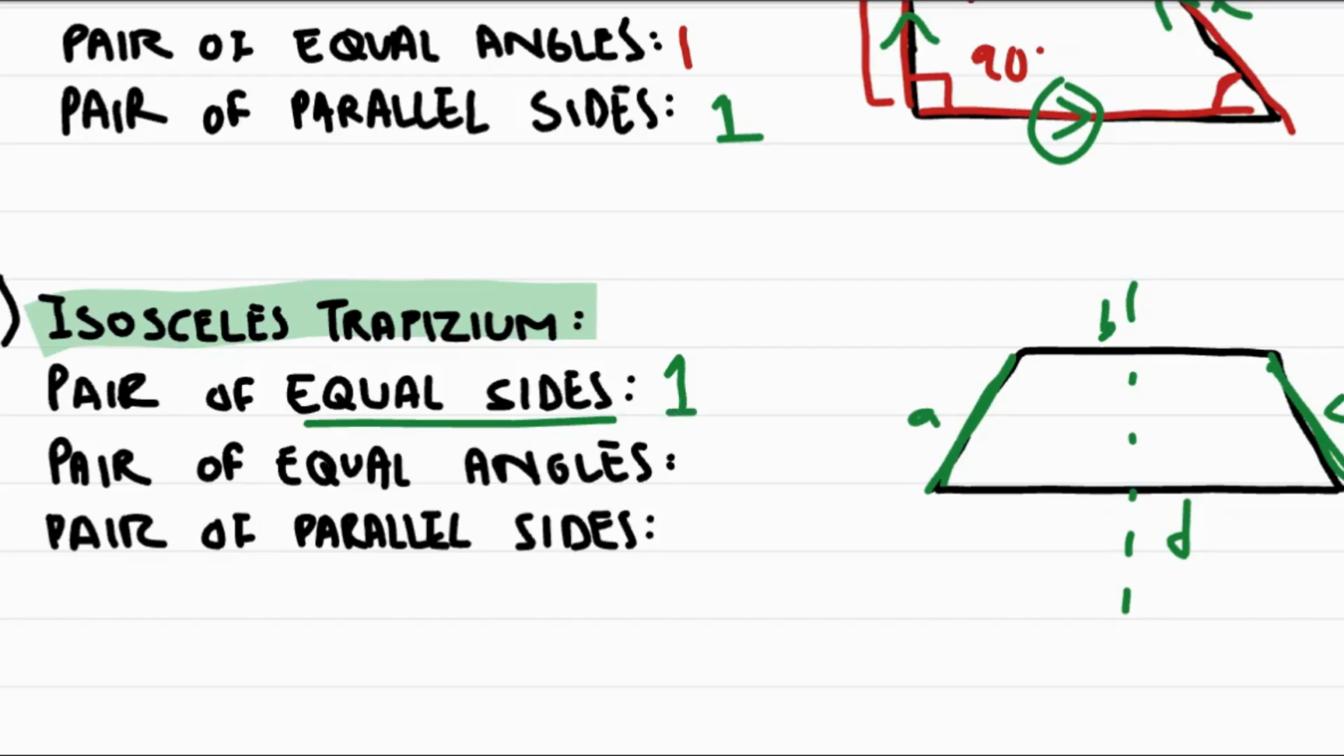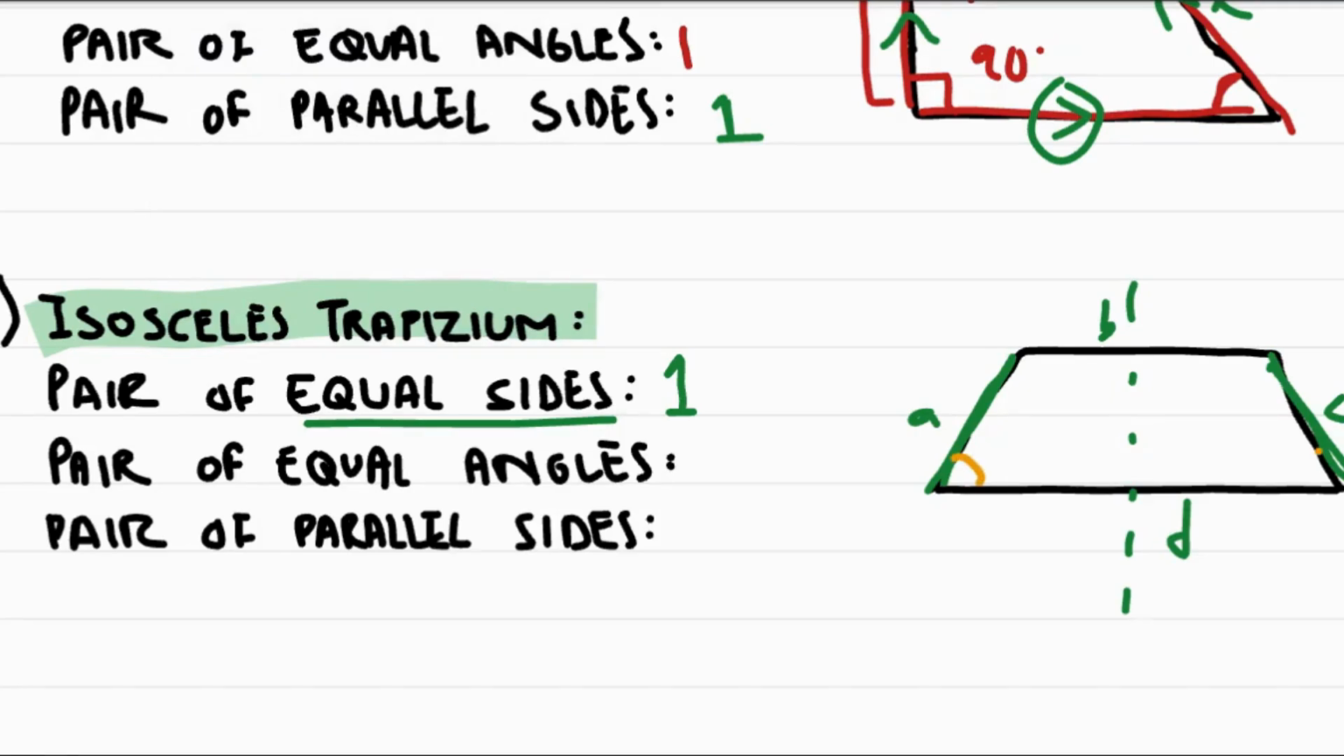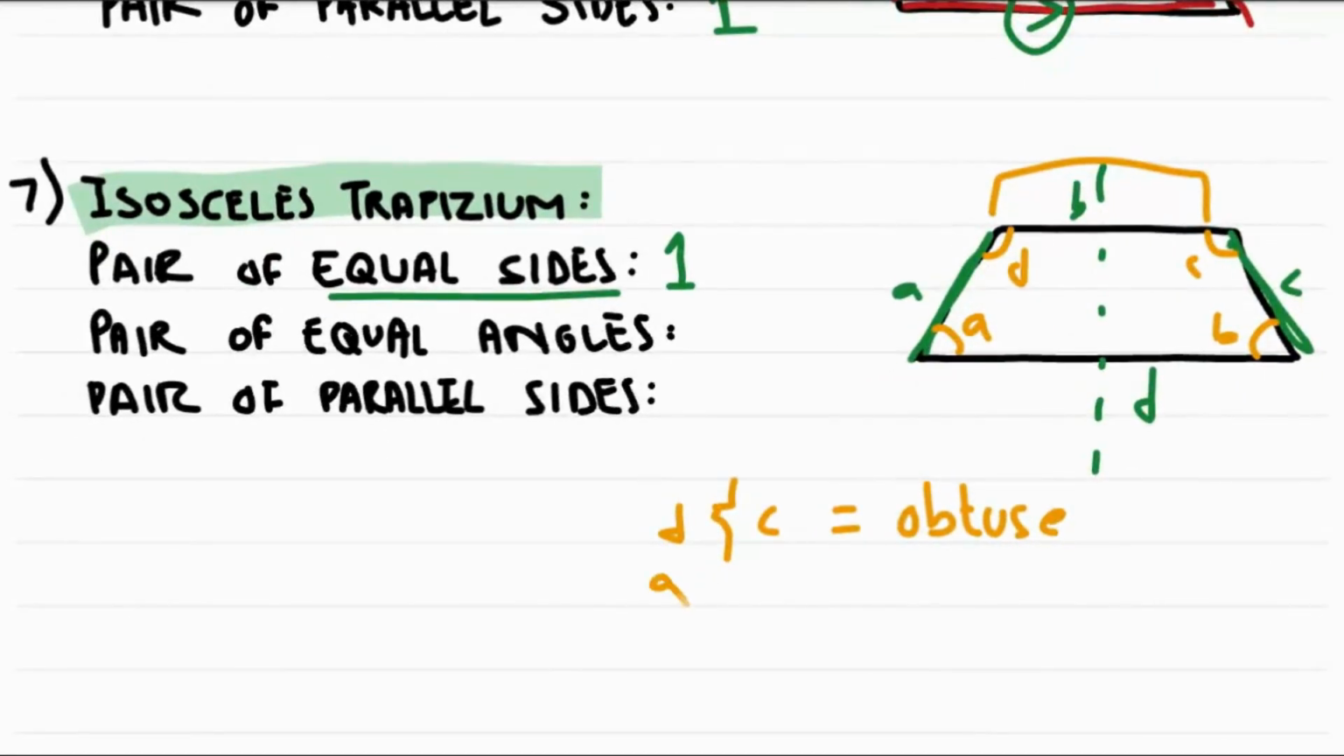Okay, about equal angles. Now let's look at angles carefully. Let's call this angle A, angle B, angle C, and angle D. So angle D and angle C are going to be equal, because I told you this is a symmetrical trapezium, right? So angle D and angle C would be equal, and they both are obtuse, whereas angle A and angle B are acute. So this gives us two pairs of equal angles.